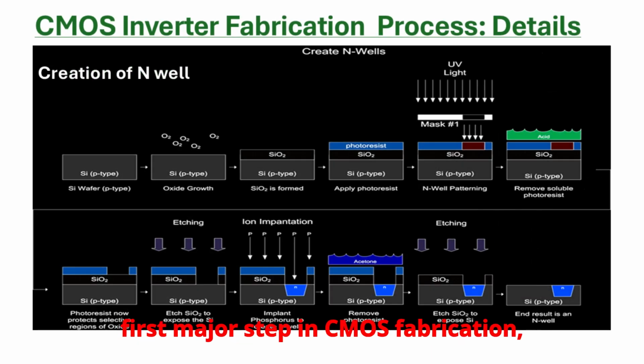Let's now talk about the first major step in CMOS fabrication, which is creating the N-well for the P-channel devices, along with the channel stop implants that help control leakage in a detailed manner. The picture shows the various stages involved in creating an N-well. To do this, we need to go through two complete process steps involving photolithography.